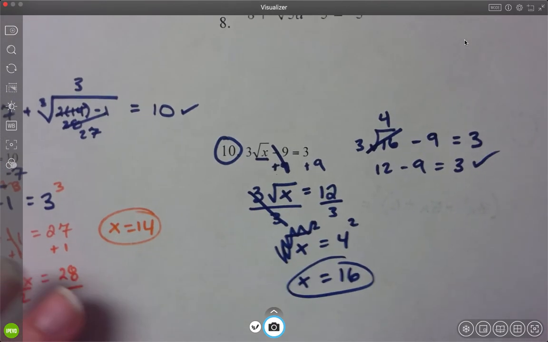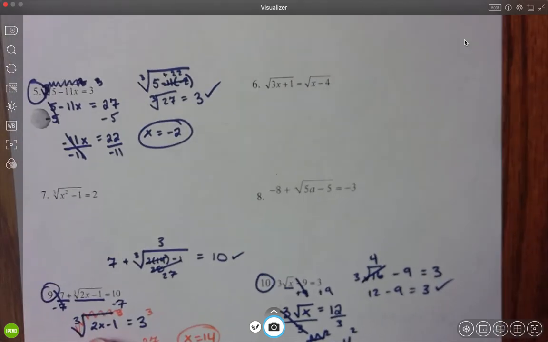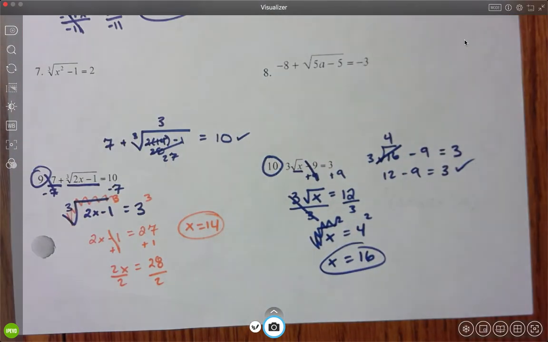radical equations. In the next video, we'll do some polynomials, and then we will be on to our final review. So there you go.